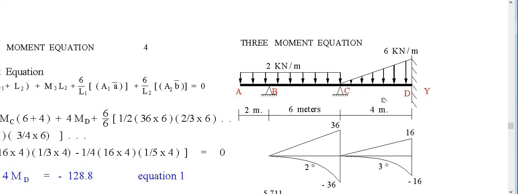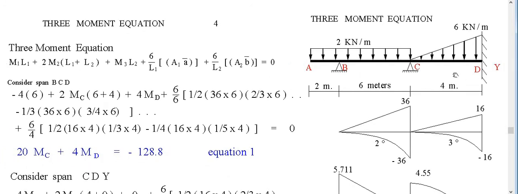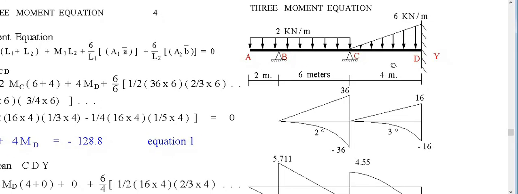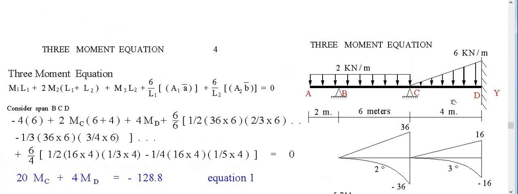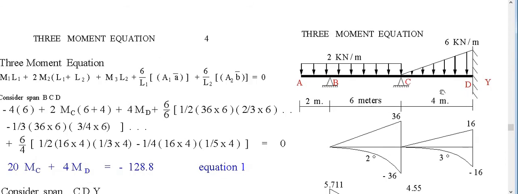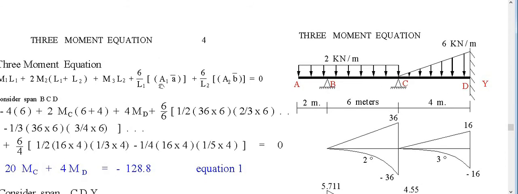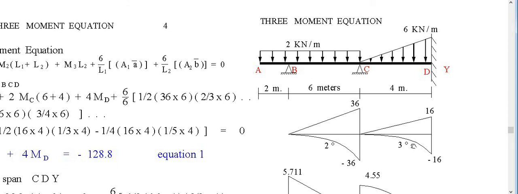We create an equation here. Now it is a requirement, in order to solve this three moment equation, that the area here is found in this figure: area 1, and area 2 is this one. First we have to know how to solve these data: 36, 16, 16.